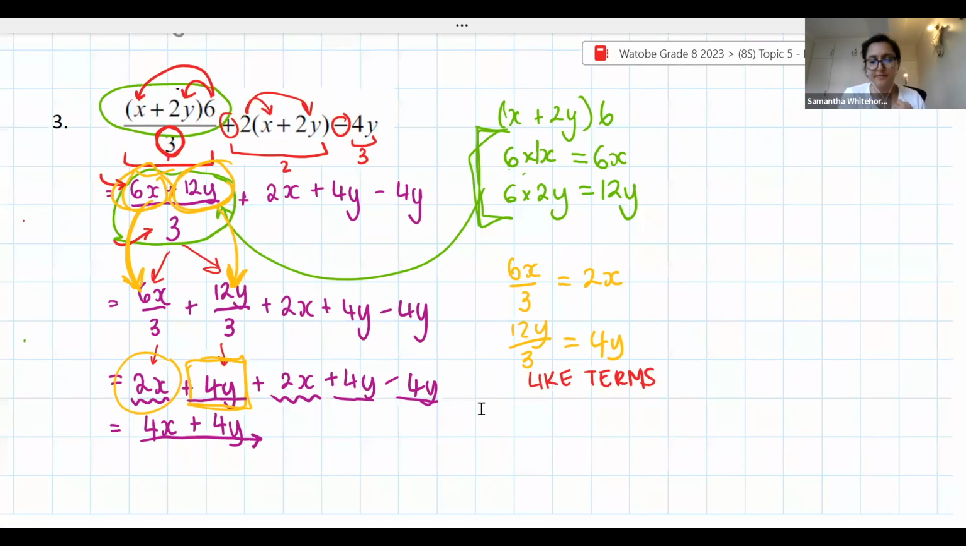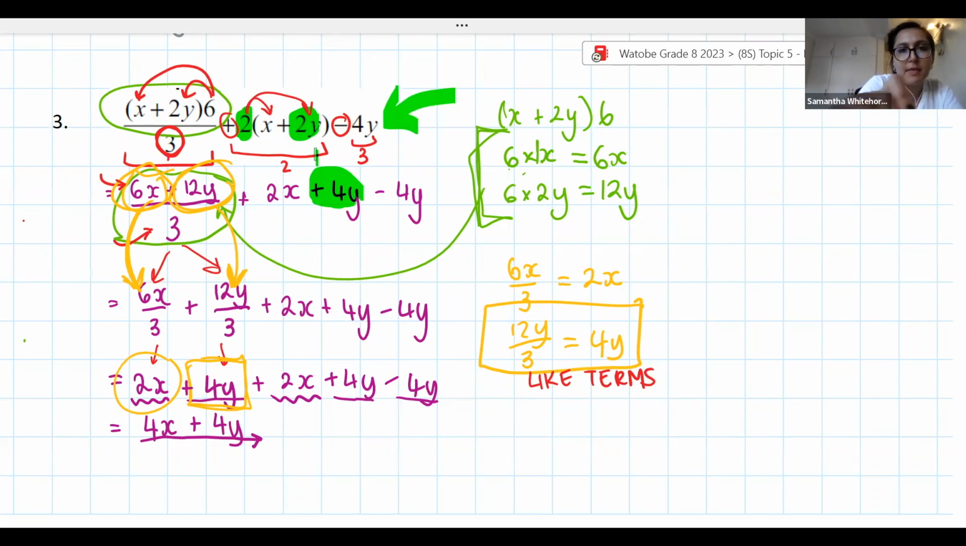Takalani? Ma'am, how did you get 2 4y? Okay, so all the 4y's essentially, the first 4y came from the 12y divided by 3. The second 4y came from me saying 2 at the beginning times 2y, which gives me plus 4y. And then I had a minus 4y that I started with.